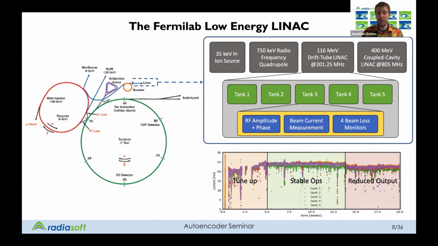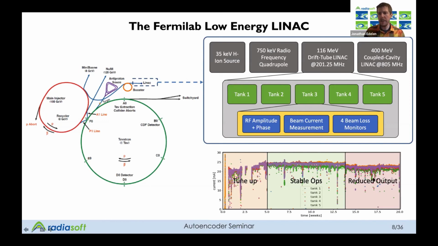There's sections where the beam is changing a lot. And then there's a stable operation period. Stable operations is just sort of everything looks normal for a fairly extended period of time, and there's not a whole lot of tuning going on. The tank RF amplitude and phases are relatively consistent, and there's not much changing in the LINAC.